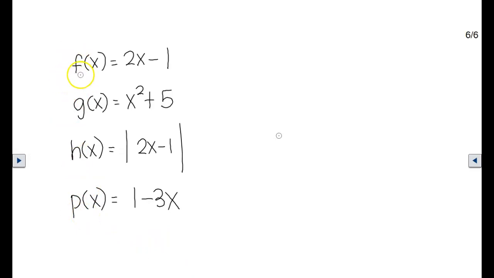This function's name is f. This function's name is g. This one's is h, and this last one's is p. So they could come over here now and say to you, find g of 4. G of 4. So when they say that, what they're telling you is use the function named g, x squared plus 5, and input 4 for the x. So this is telling me to use the function named g, input 4 for the x. So I'm going to do 4 squared plus 5.